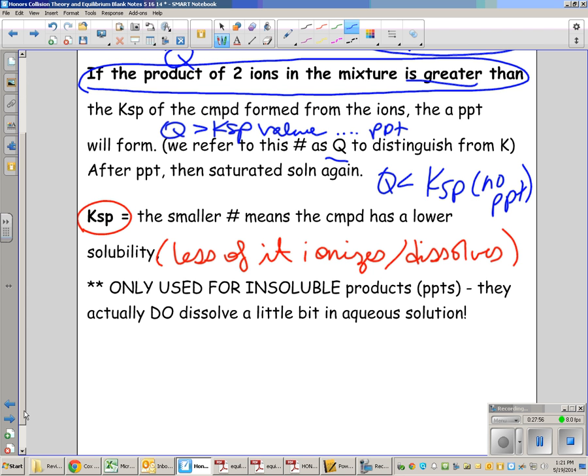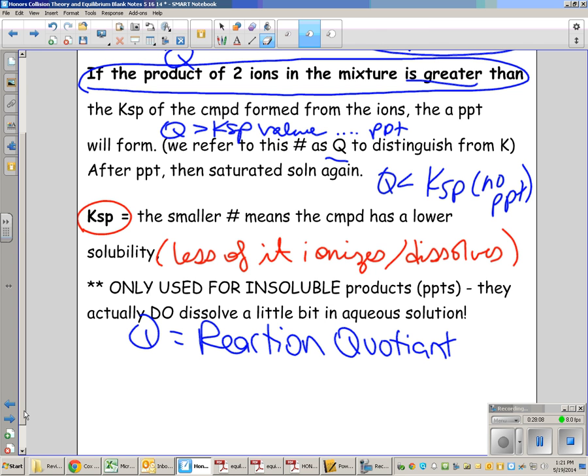Yes, Q will be a literal value. Q does have a name. It's called the reaction quotient. I'm not sure I spelled that right. Quotient. It looks really weird. I don't think anybody knows how to spell it.